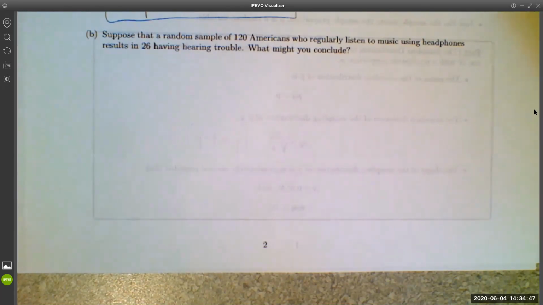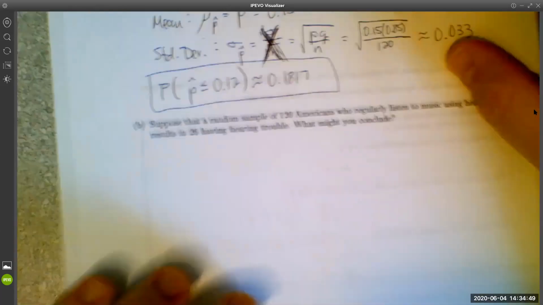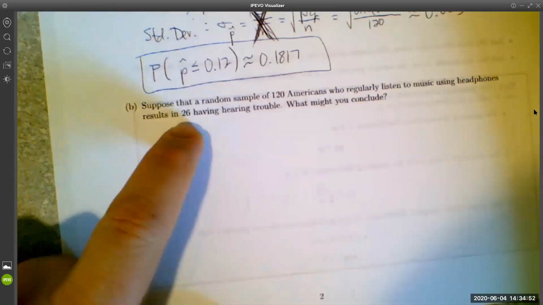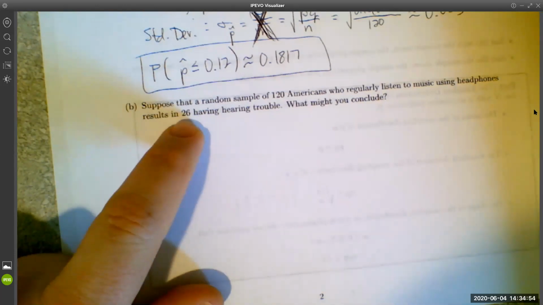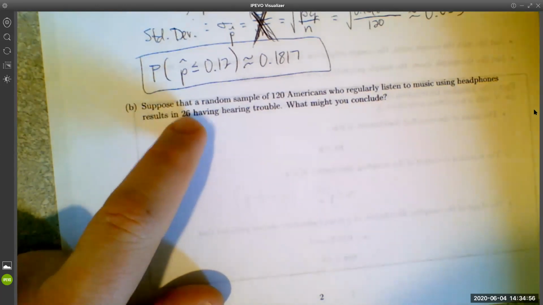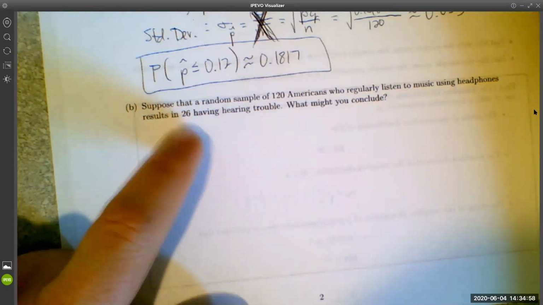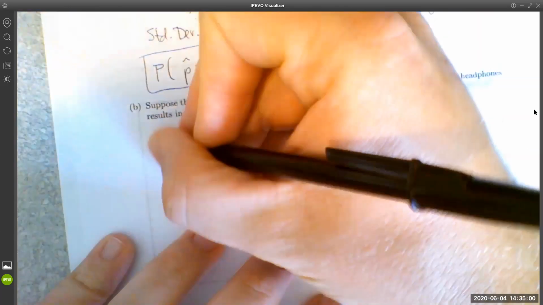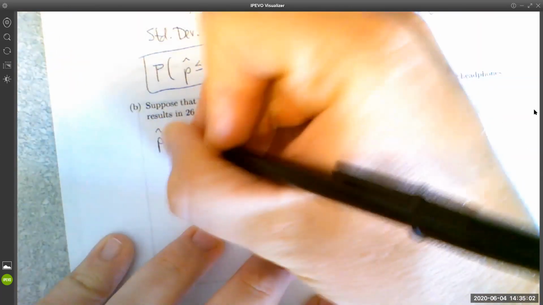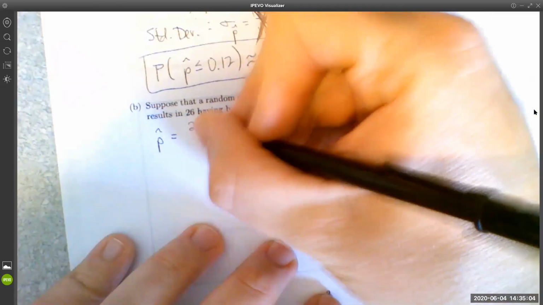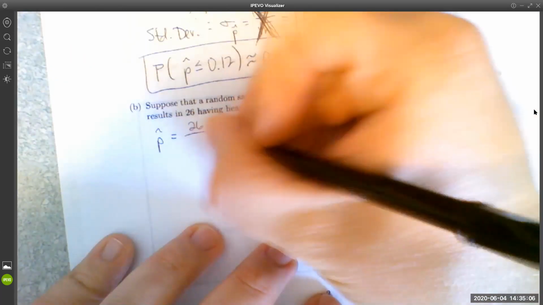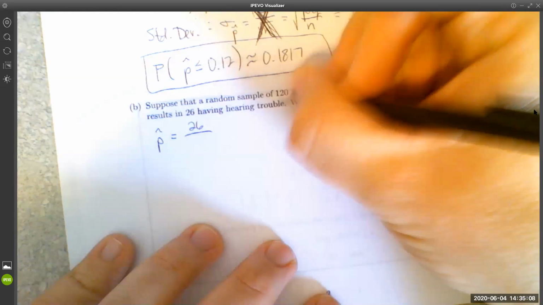Well, first of all, I guess to get a handle on this, we should figure out what 26 is as a percentage, right? Like what proportion here ended up having hearing trouble. So p hat in this case would be 26 out of the 120 Americans surveyed, right?